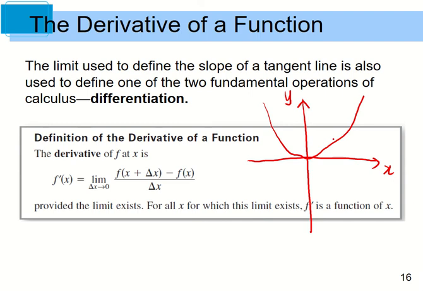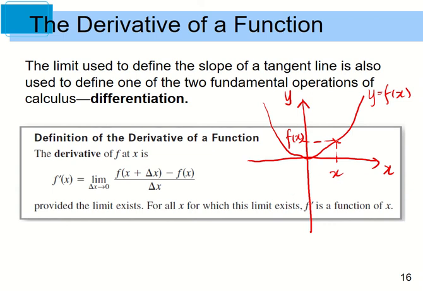Now we know that when we have x here, we substitute into the function. This function is y equals f(x). So when we have x, we substitute into the function, and we can find f(x). If x is 1, this is f(1).